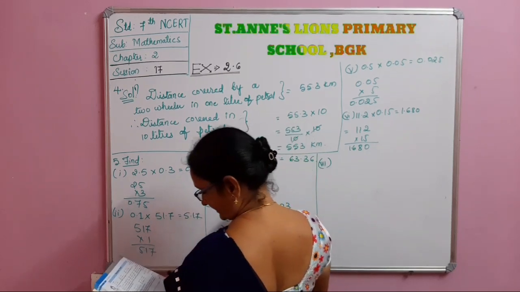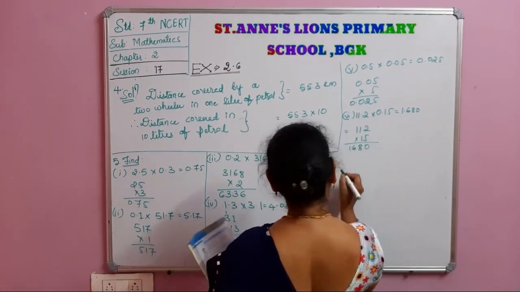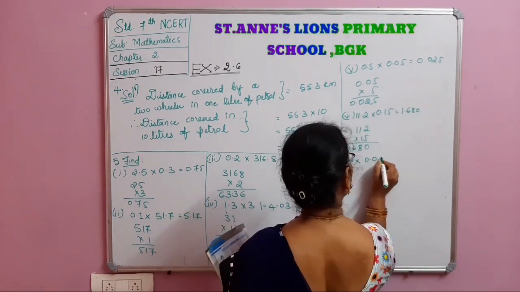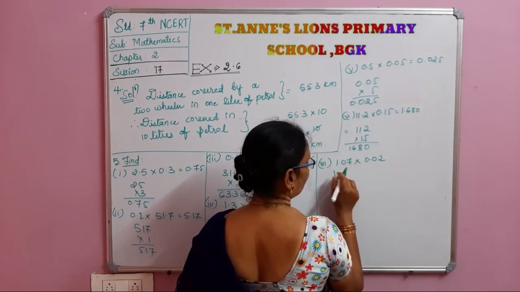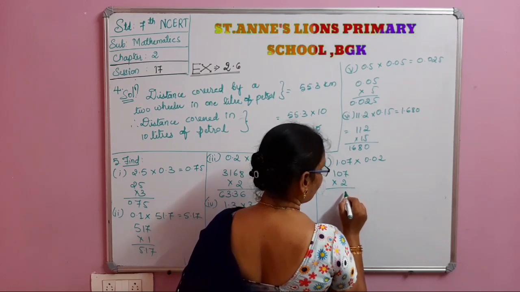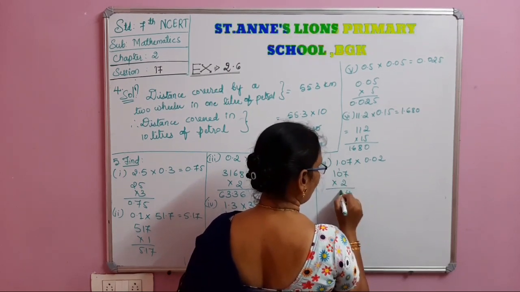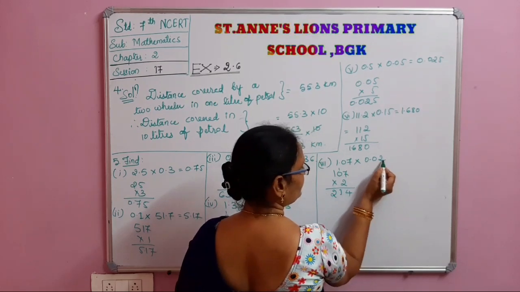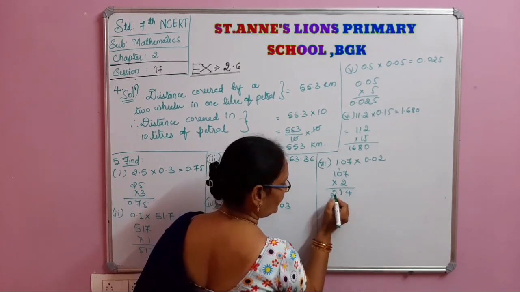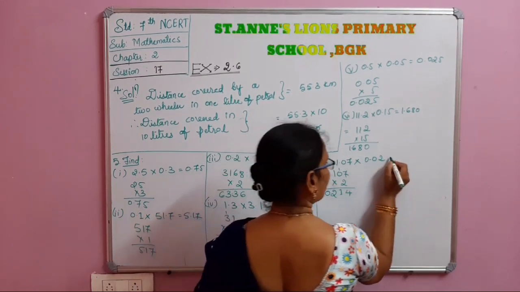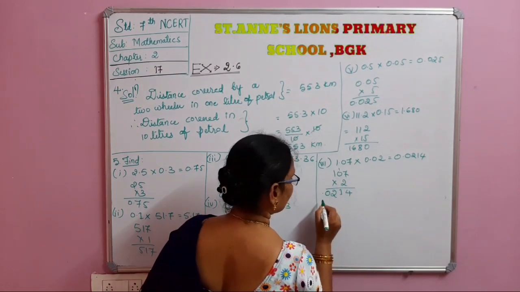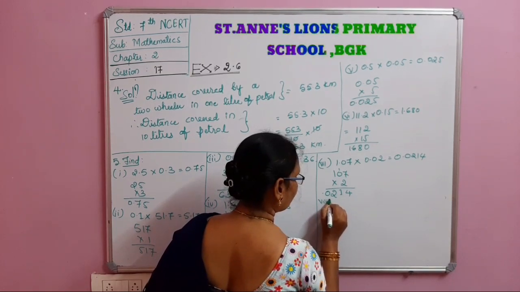Okay. Next, seventh one, 1.07 into 0.02. See, 107 into 2. 2 sevens are 14 carrying 1. 2 zeros are 0 plus 1. 2 ones are 2. After how many places? 1, 2, 3, 4. Here see 1, 2, 3 are there. So what to do for the fourth place? Here we have to give 0. So the answer is 0.0214. This is seventh.